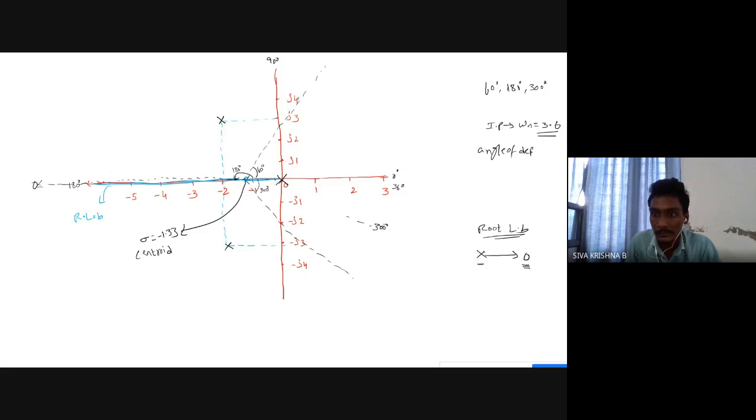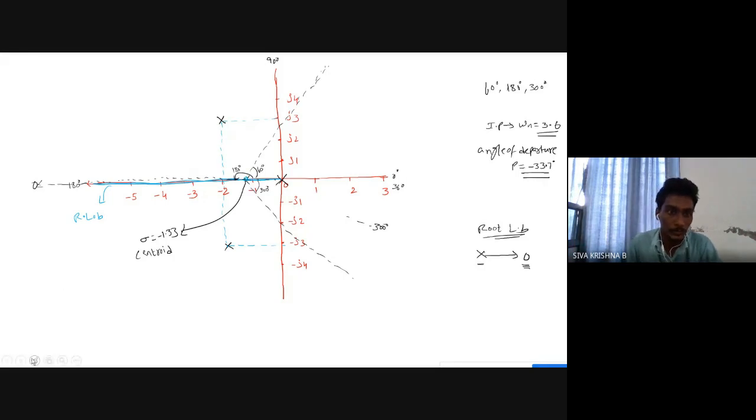Angle of departure, it will use this angle, that is theta, which will be minus 33.7 degrees. So by using this angle, the plot touches the imaginary axis at this point and moves towards the asymptote angle. These are the asymptote angles. How to draw that?